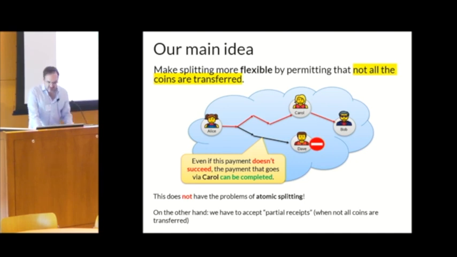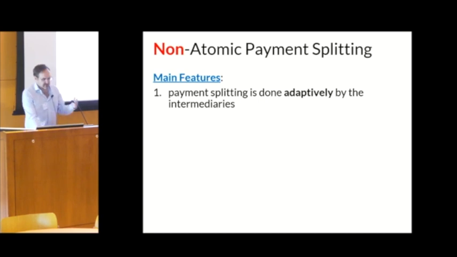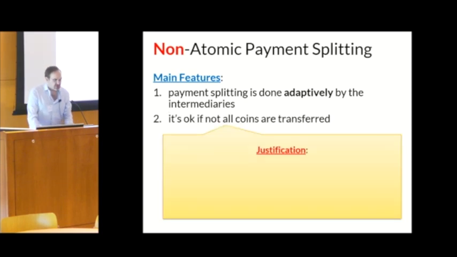So the main feature is that the payment splitting is done adaptively by the intermediaries. If I'm an intermediary in the network and I'm asked to transfer, say, 5 coins, I can, depending on the situation on the network, decide how to split it. But it's okay that not all coins are transferred. And you can ask if it makes sense that not all coins are transferred. At the end of this talk, I have an example of some scenario applications where actually it makes sense.